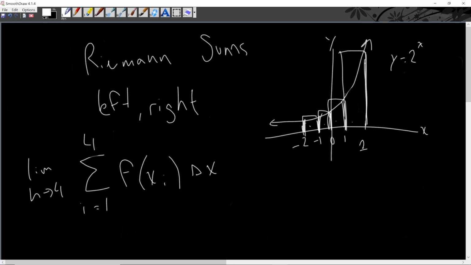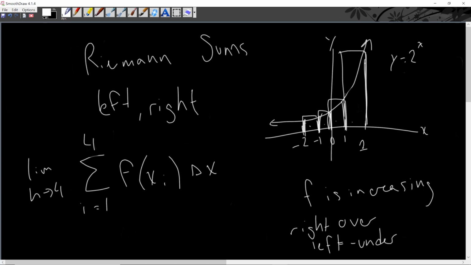And this is going to be an over approximation. That's an important idea. When we have a function that is increasing, if we are estimating from the right, it'll be over. When we are estimating from the left, it'll be under.